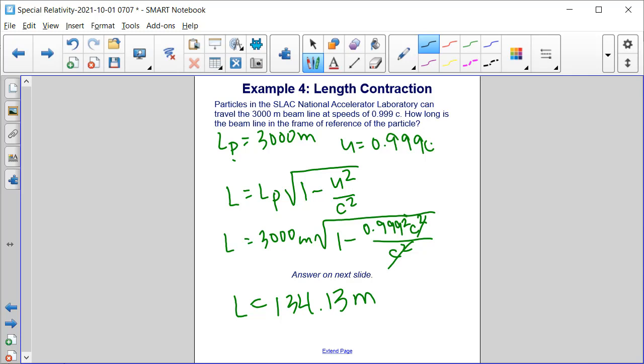We get a contraction of length. And because this is moving so fast, like 99.9% the speed of light, it makes sense that we get that great contraction. So think back to that previous slide where we saw that as we got closer and closer to the speed of light, the contraction was greater and greater. So a much smaller distance than the proper distance.